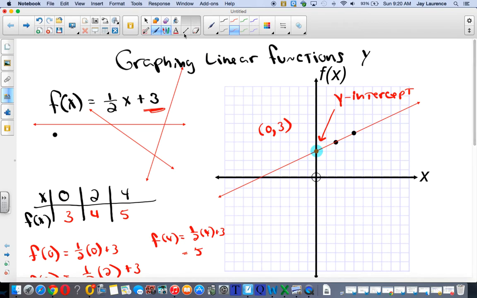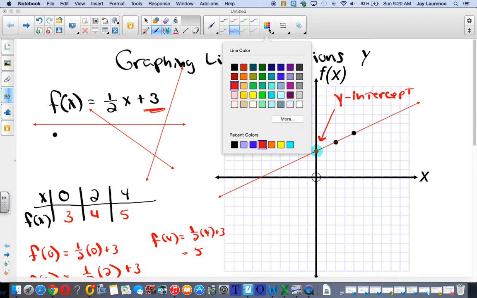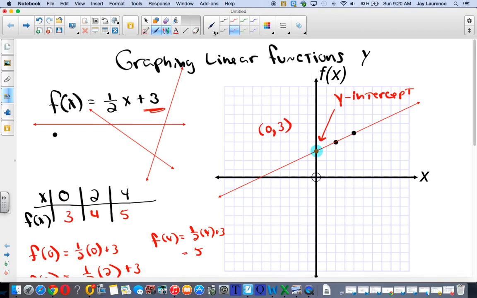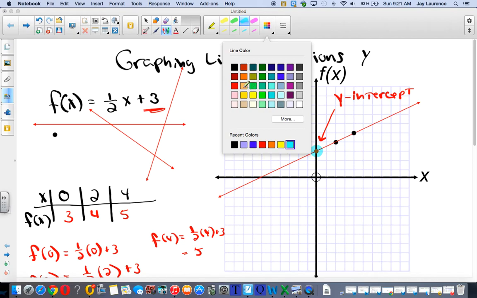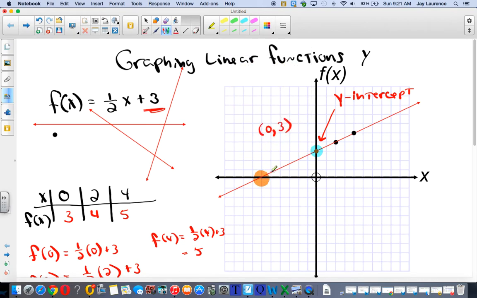There is an x-intercept. I don't happen to know it off the top of my head, but I could figure it out. It's not quite as useful as the y-intercept, but I could find it. The x-intercept will be where the line crosses the x-axis. So an intercept is a place where the line crosses an axis. The y-intercept crosses the y-axis, the x-intercept crosses the x-axis.